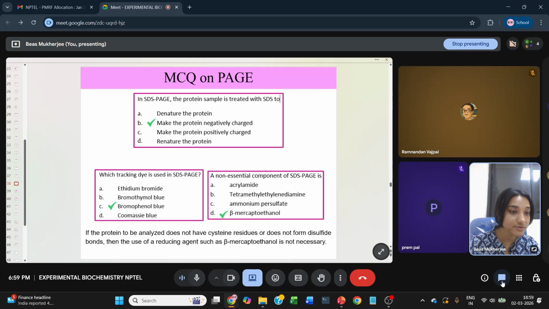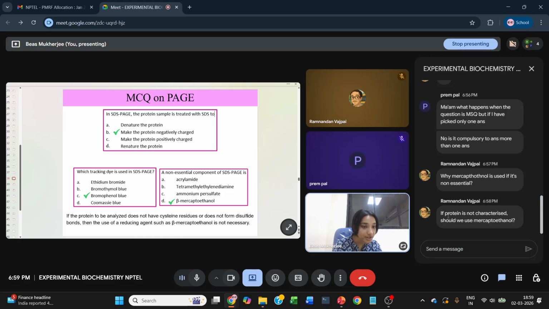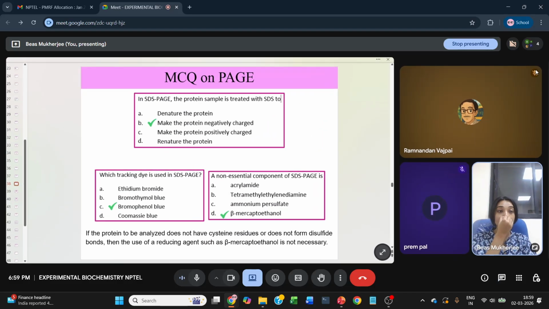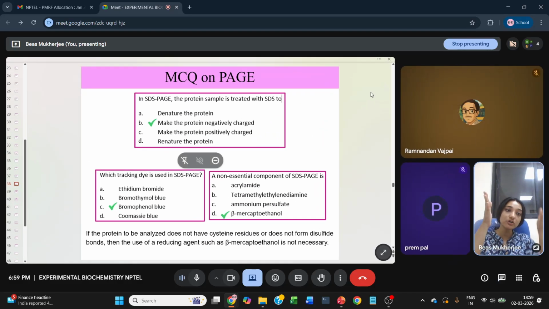Okay, what are you saying? If the protein is not characterized, should BME be used? For that, you will have to run two different lanes. In two different lanes, you will run the protein. In one of the lanes, you can run it with BME, in the other one, without BME. Then you will compare with and without BME, and you will come to know whether it is forming an SS bond or not.